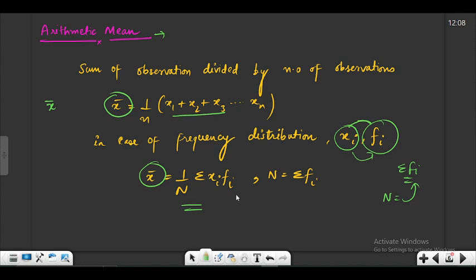1 upon n summation of xi into fi. So you are basically summing this entire term. First you multiply these two terms and then you sum it for all the values.